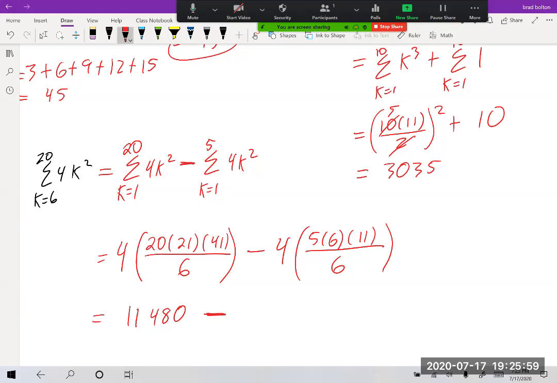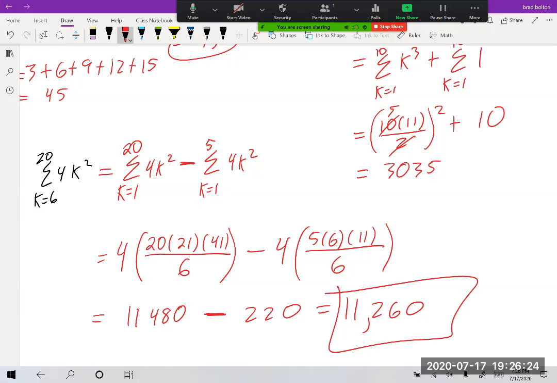So that should be 11,480 minus 4 times 5 times 6 times 11 divided by 6, which is 220. So I'm going to do 11,480 minus 220, and I get 11,260. And that would be my sum. So that is the sum of this. So the sum of k equals 6 to 20 of 4k squared is worth this.